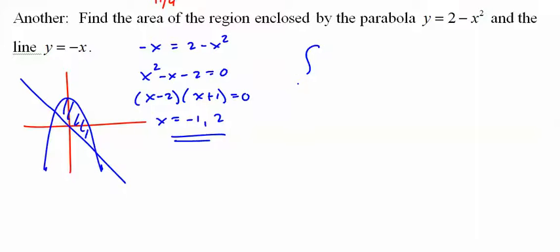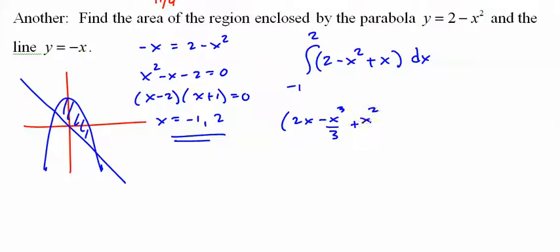Integral from negative 1 to 2. What's on top? 2 minus x squared minus negative x. Don't have to bother organizing it, but combine if you can. 2x minus x to the third over 3 plus x squared over 2, from negative 1 to 2. I'm actually going to do this one. Let's see if I can do it right.